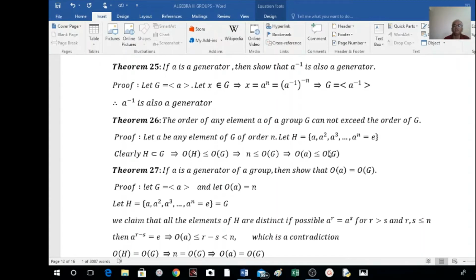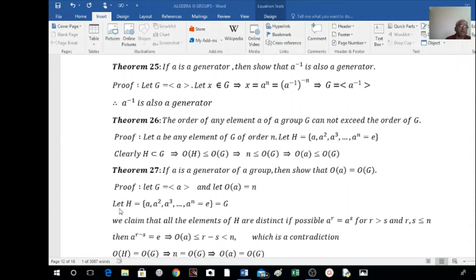Here in the previous example we have proved that order of A is less than or equal to order of G. So order of any element is either equal to order of G or less than order of G. What this shows here is, if A is a generator, then equality holds here, right? Now, to prove this one, let me take G as a cyclic group generated by A, and let me take order of A equal to n.